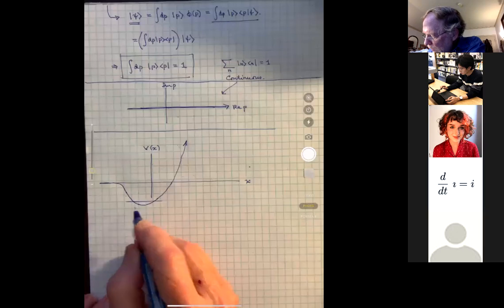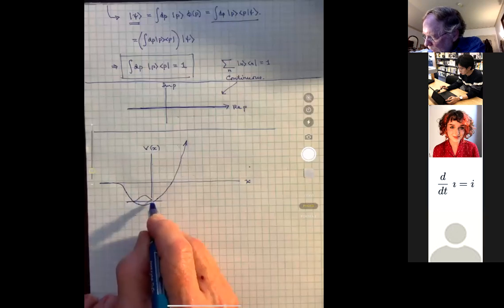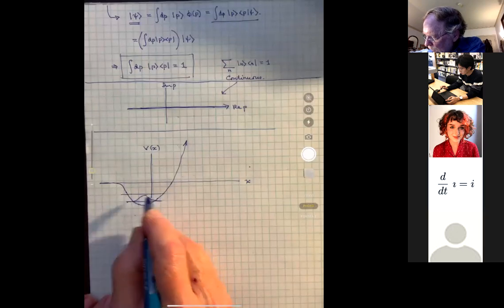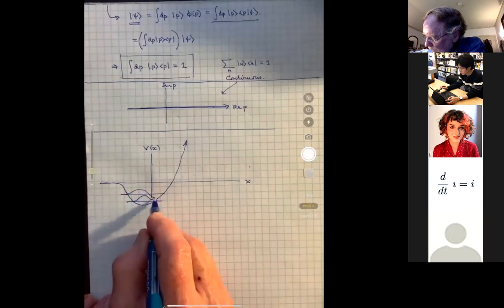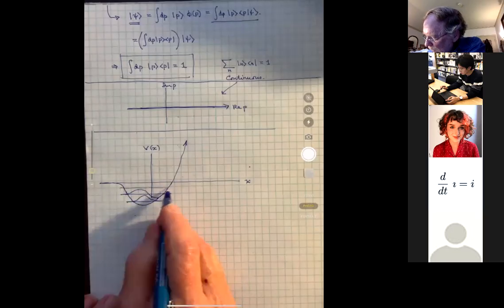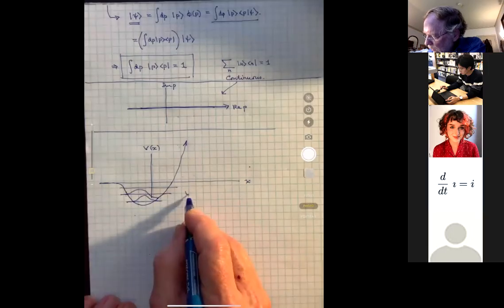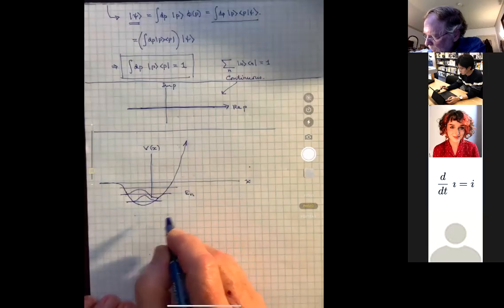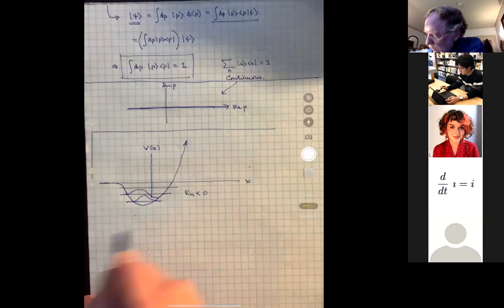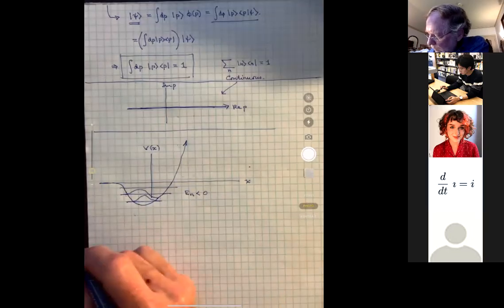In general, there are bound states in the well. There's one that looks like a Gaussian sitting here in the bottom of it, and then there's a first excited state that looks like that, and so on. There may be other discrete levels in here. Let's call these levels E sub n here, like this. And these all have negative energy. The bound states have negative energy.